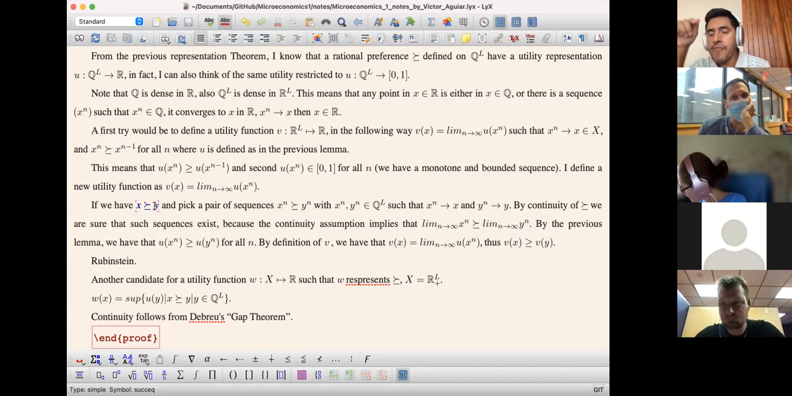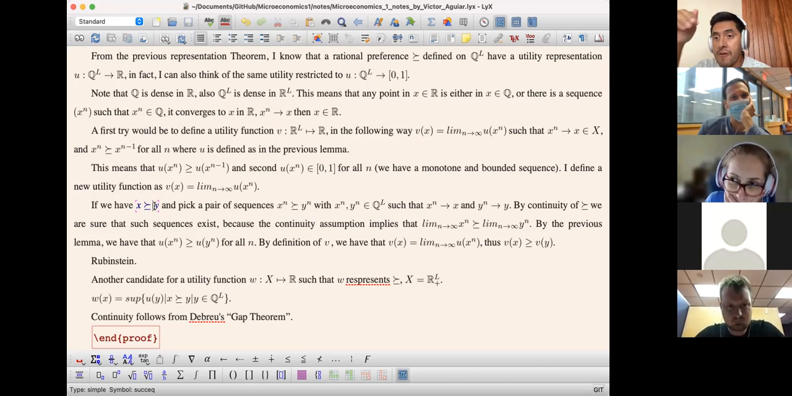So just to remind you, if you have a preference relation that fails continuity, the utility representation may not exist.